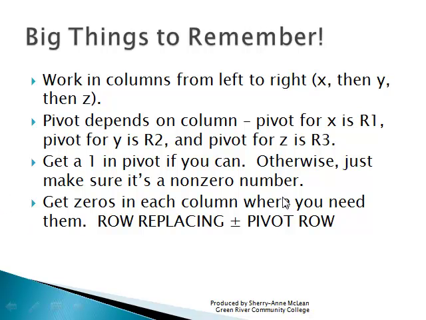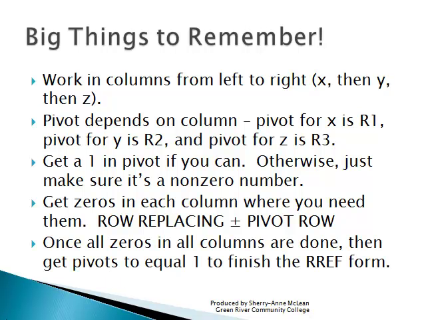Then get zeros in each column where you need them. So once you've got a 1, or at least a non-zero number, in the pivot, make sure every other number in that column is a 0. You always start with the row you're replacing and then add or subtract the pivot row. You can do it the other way around, but this will come in handy in later sections when we're using other methods. It doesn't make a difference now, but it will make a difference later, so it's a good habit to get into. Finally, when you have all your zeros in all your columns where you need them, just get those pivots to equal 1 in the very last step to finish getting them into RREF form.